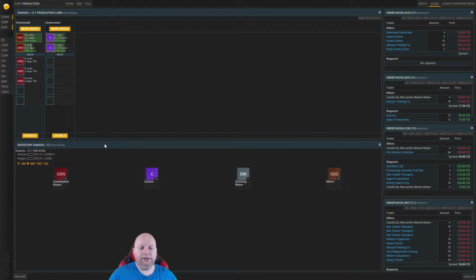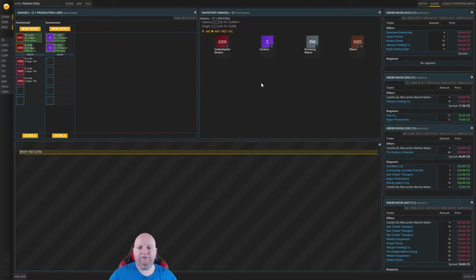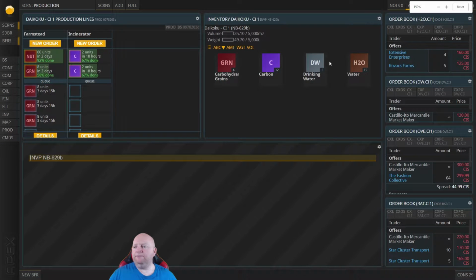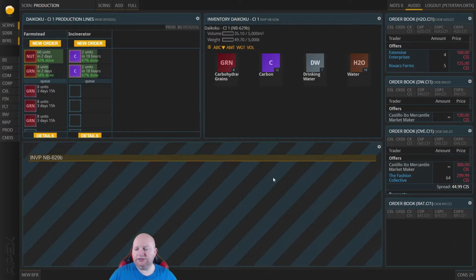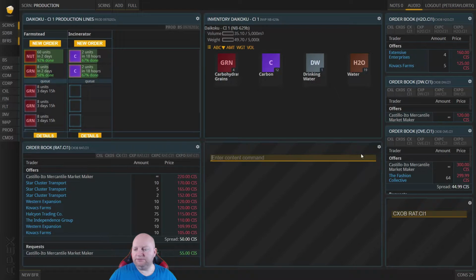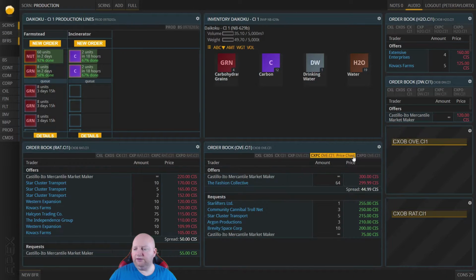There we go. If we take that and move the inventory over there, good. Right, so far so good. If we then zoom this just for convenience to say 150, if we then move these order books across, split that way, move the OVE one over here. Okay, that's good so far.